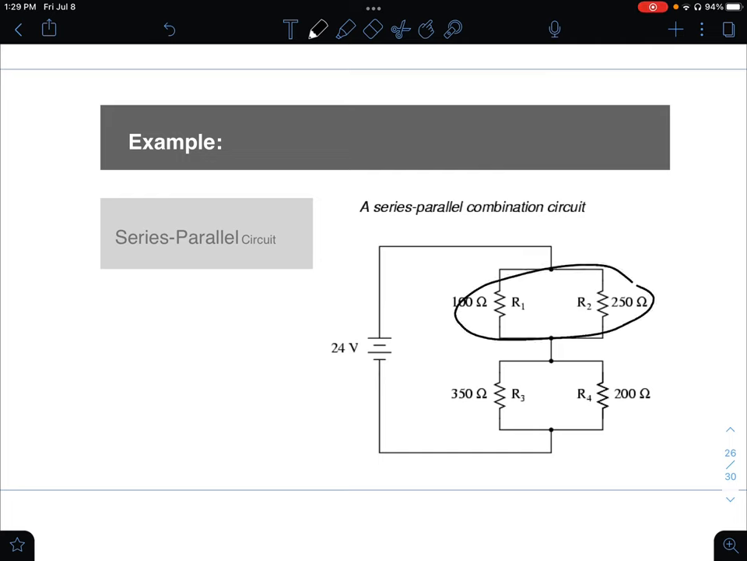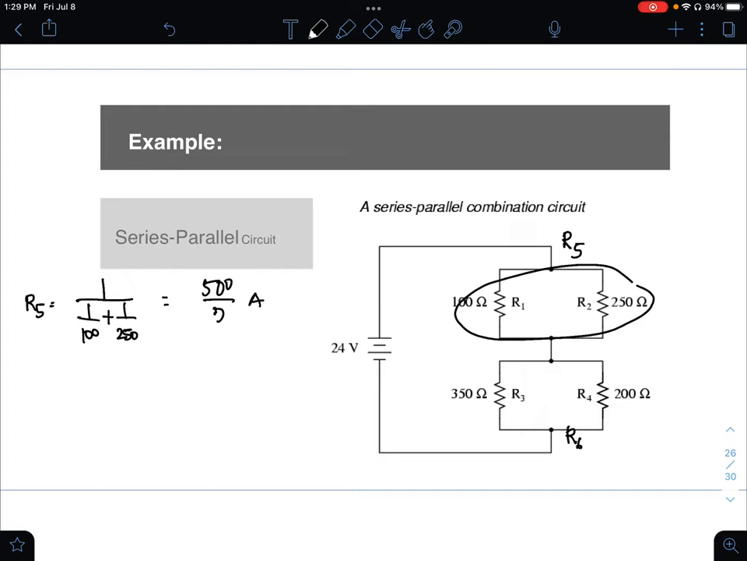Okay, so first, class, since you can see that this circuit has a parallel part, obviously we need to get the parallel first, the total resistance of the parallel path. So to get that, let's name this one R5 and this is R6. So for R5 it is equal to 1 over 1 over 100 plus 1 over 250 ohms. So our R5 is 500 over 7 ohms.